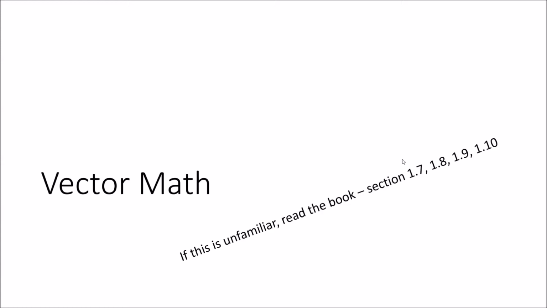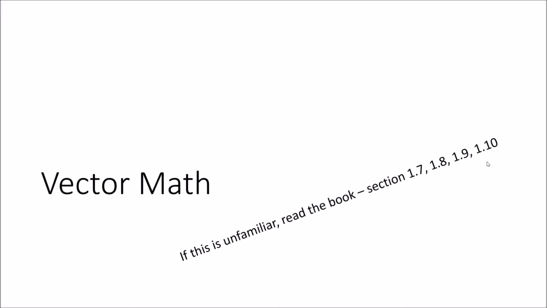Okay, vector math. If any of this stuff in these slides is unfamiliar, please read the book. It's sections 1.7, 1.8, 1.9, and 1.10.